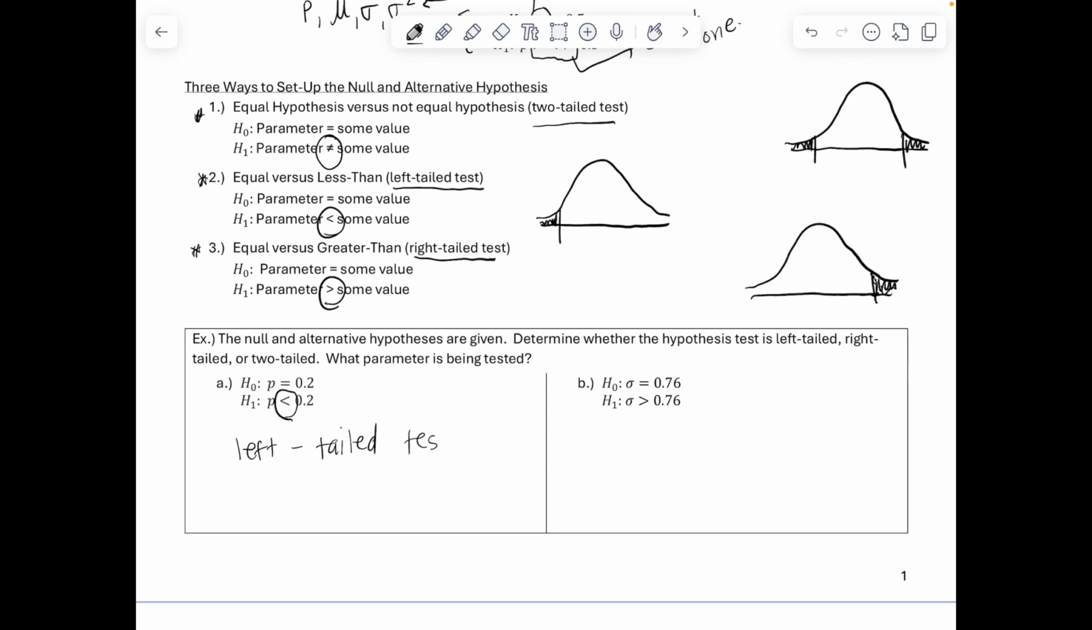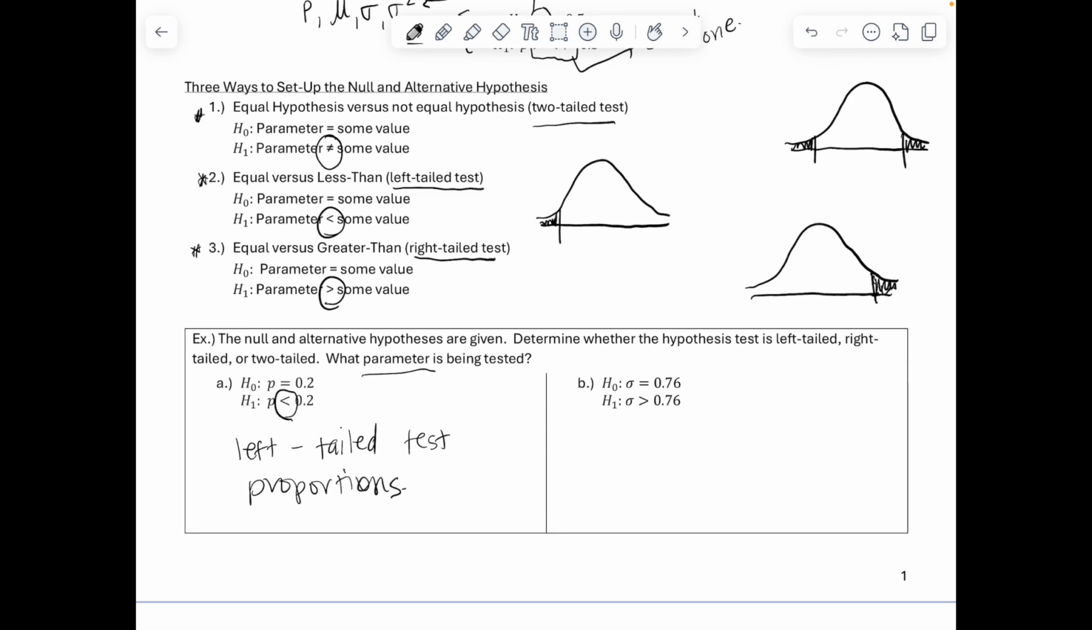And then the parameter that we are talking about in this problem is that P, which stands for proportions, which again is like a probability or percentage, if you want to think of it that way.